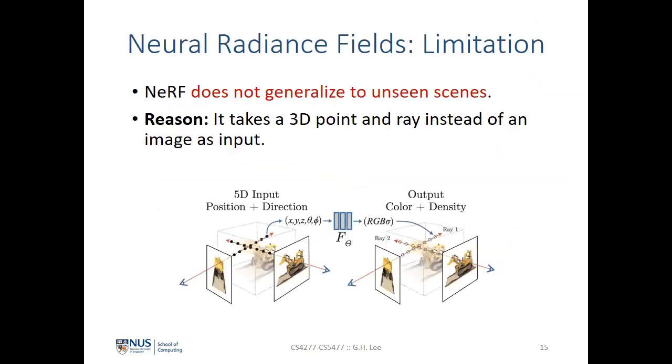Despite the very cool results from the neural radiance field, there are limitations. Basically, it does not generalize to unseen scenes. Once you optimize the network over a scene, you are overfitting to that scene. The reason it does not generalize is that the network takes in just a 5D input, and that 5D input tells you nothing about the scene. It doesn't contain anything from the image. It only tells you x, y, z and a direction.